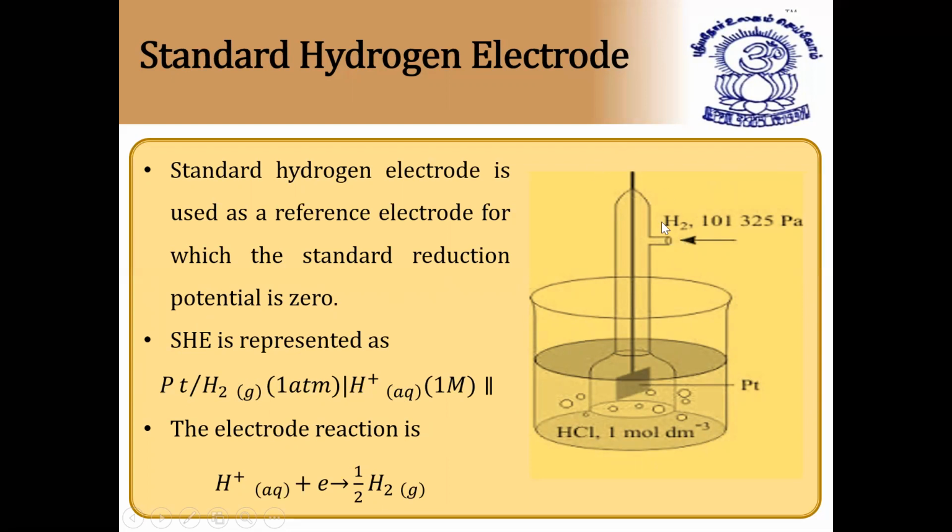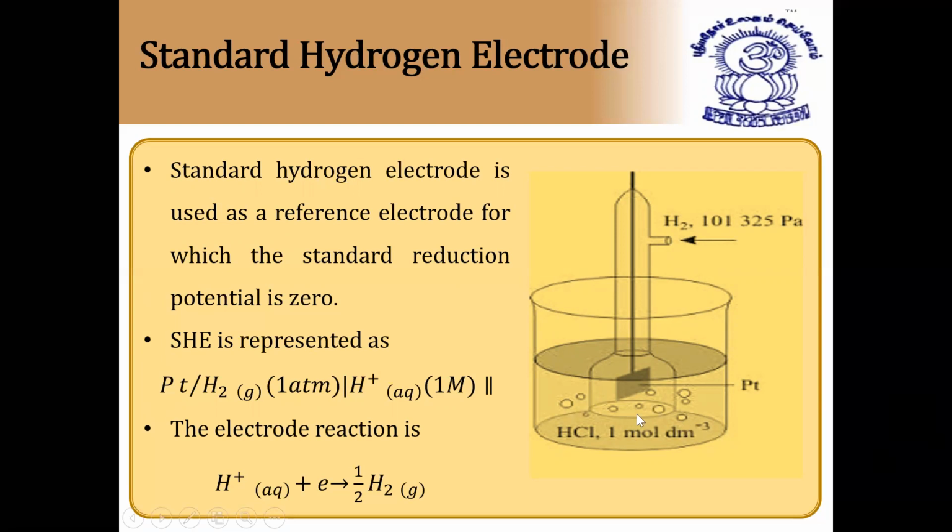Hydrogen gas is taken. So this is the platinum rod and hydrogen gas is taken in a solution which contains HCl. So what happens here? After some time, you notice that at 1 atmosphere or 101325 pascals, using the platinum rod, what happens? You'll see the bubbles here.